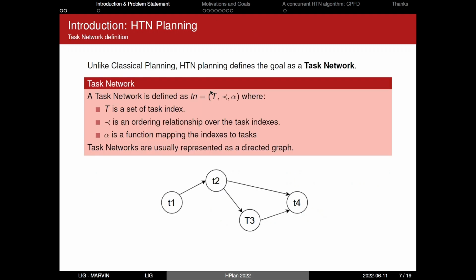For HTN planning, an HTN problem defines a goal as a task network. This is a collection of tasks that must be performed in order to solve the problem. These tasks are ordered by an ordering relationship, explaining the order in which the tasks must be planned. So for instance, you have an example of a task network here. We have 4 tasks, and the edges of the graph represent the ordering constraints. So for instance, the T1 task must be planned before the T2 task.